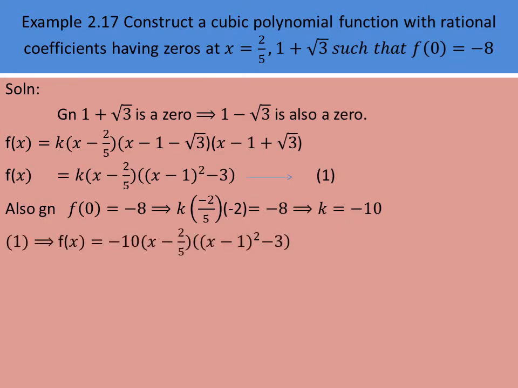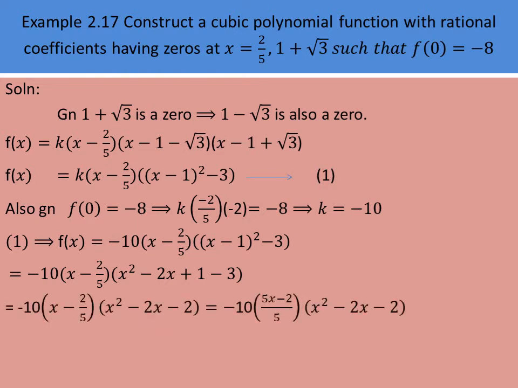So k value is equal to minus 10. Now you can replace that k value in equation 1. So f of x is equal to minus 10 into (x minus 2 by 5) into (x minus 1) the whole square minus 3. So it is equal to minus 10 into (x minus 2 by 5) into, you can expand that, (x minus 1) the whole square is x square minus 2x plus 1.